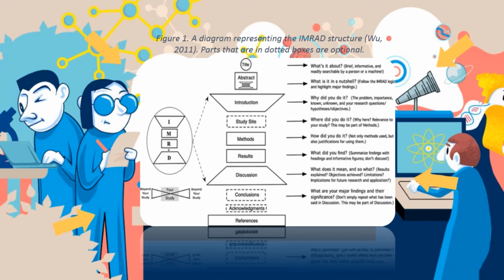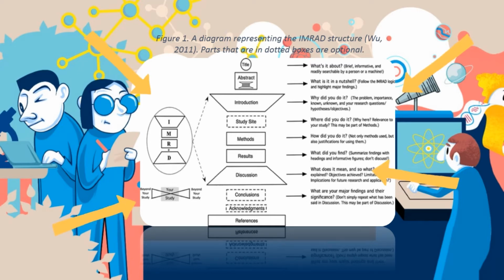Now, the fourth one is the study site. This should answer the question, where did you do it? Why here? Relevance to your study. This may be part also of the methods. So guys, inside the study site, you can also put here your references like your RRL and your RRS.